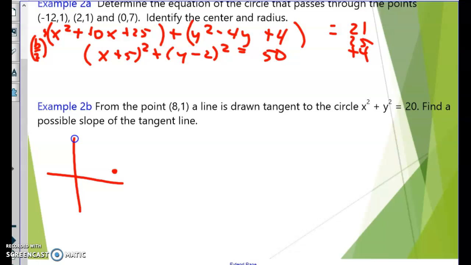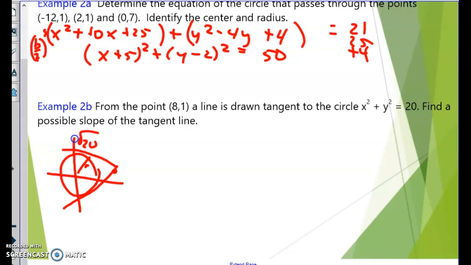Here's a point, 8, 1. And we have a circle, x squared plus y squared, so my radius here is the square root of 20, or 2 root 5. And we want to find some possible slopes of the tangent line. So what we're looking for is that and that.